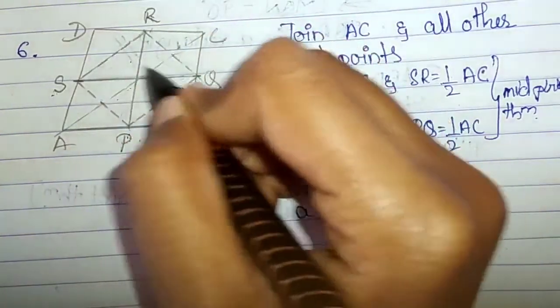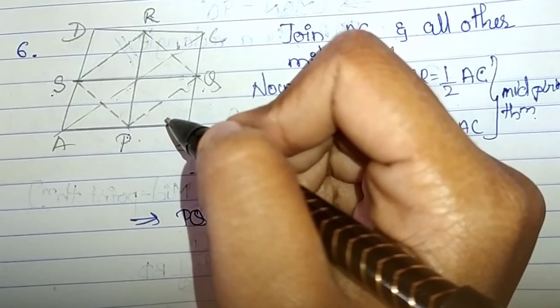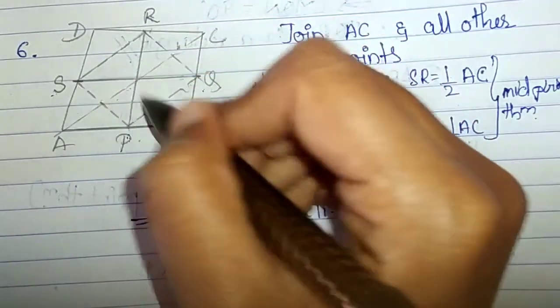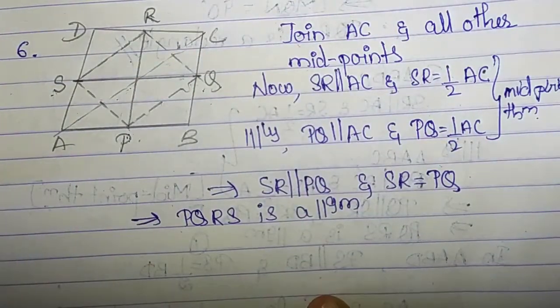SR is parallel to PQ and SR is equal to PQ. This is the minimum condition for any quadrilateral to be a parallelogram. So PQRS, the opposite sides are equal and parallel, so PQRS is a parallelogram.